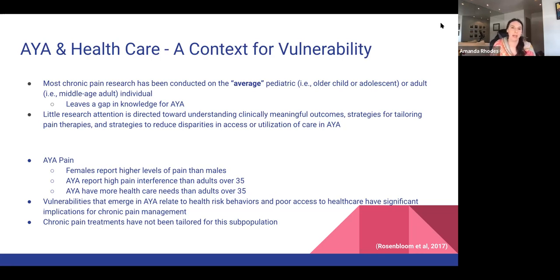And in our AYA population, our adolescents and young adults population, it's already a very vulnerable population because there are so many changes, developmental changes and social changes that are happening. And a lot of times it's graduating high school or things like that. And so with our pain patients, we're actually adding this healthcare context into it. And unfortunately, we don't do a really good job catering to our AYA population.